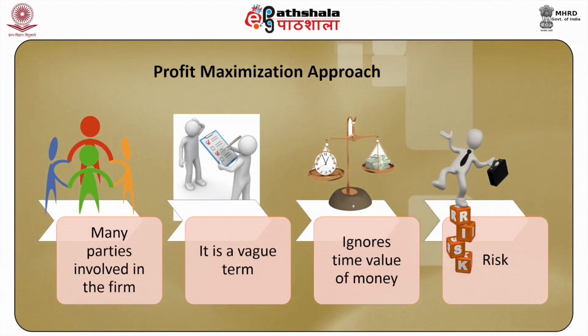There are many parties involved in the firm. There are employees, creditors, management, and shareholders. Sometimes they have conflicting interests. For example, if higher wages are paid to the employees, the profit of the organization declines. So the manager has to do his best to reconcile the interests of different parties.